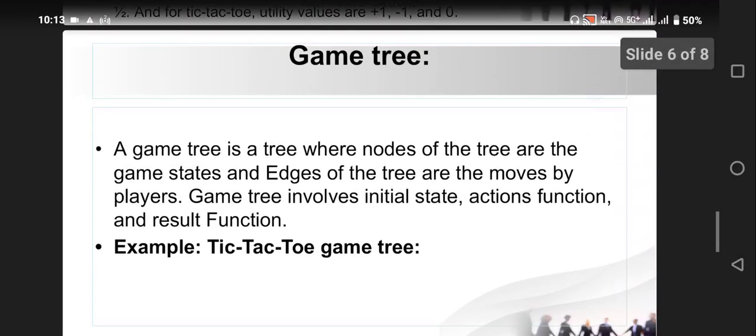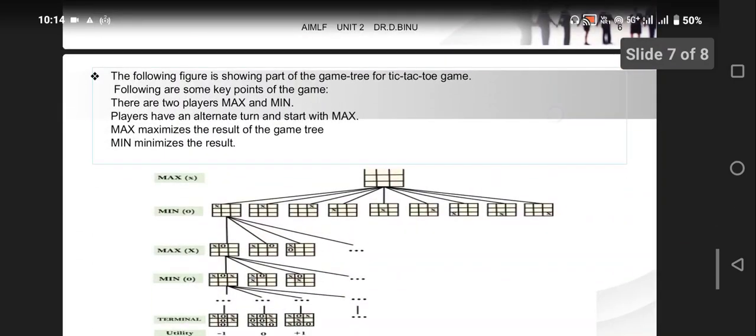What is meant by a game tree? A game tree is a tree where the nodes of the tree are the game states and the edges of the tree are the moves made by the players. A game tree involves the initial state, actions, and result function. Example: the tic-tac-toe game. The following figure is showing part of the game tree for the tic-tac-toe game.